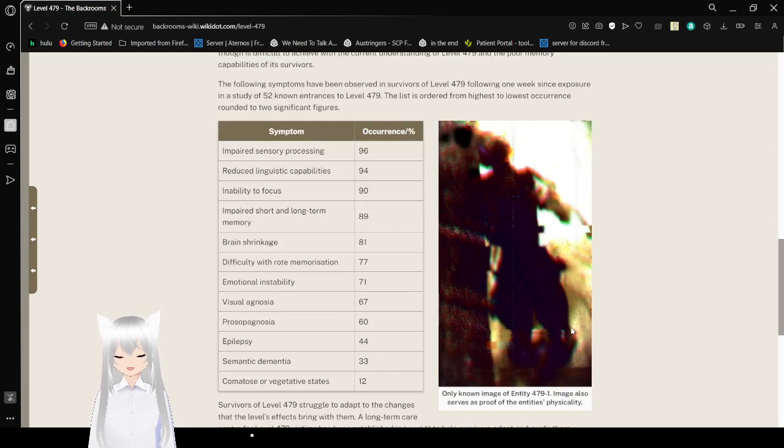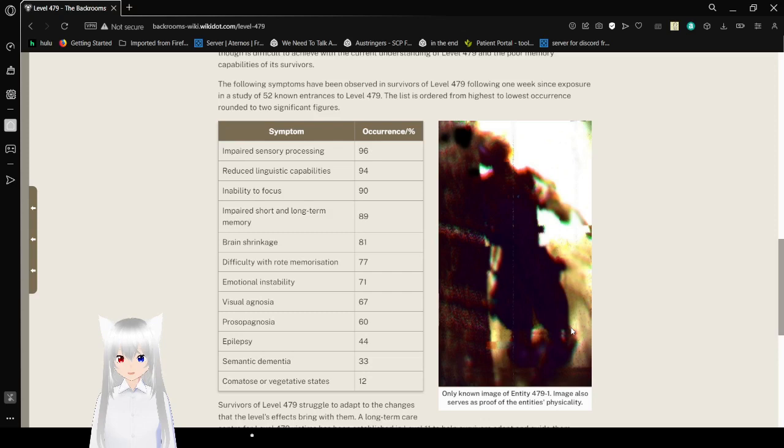The following symptoms have been observed in survivors of Level 479 one week since exposure in the study. There are 52 known entrances to Level 479. The list is ordered from highest to lowest occurrence, rounded to two significant figures. Impaired sensory processing has occurred 96% of the time. Reduced linguistic abilities has occurred 94% of the time. Inability to focus has occurred 90% of the time. Impaired short and long-term memory has occurred 89% of the time. Brain shrinkage has occurred 81% of the time.